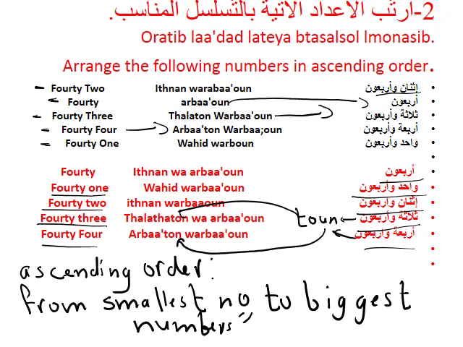So as a summary for this question, to be able to arrange the numbers in ascending order, which means from the smallest number to the biggest number, we need to read the numbers in the English language and then start reading them in the internet language to be able to arrange them in the proper way.